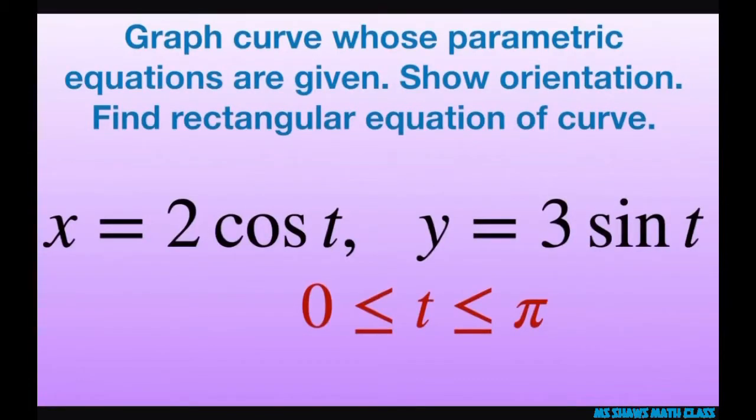Everyone, we're going to graph the curve whose parametric equations are x equals 2 cosine of t and y equals 3 sine of t from 0 to pi. And we're going to show the orientation and find the rectangular equation of the curve. So the first thing we want to do is find the rectangular equation of the curve, because that gives us an idea of what this looks like. It gives us a little more confidence.